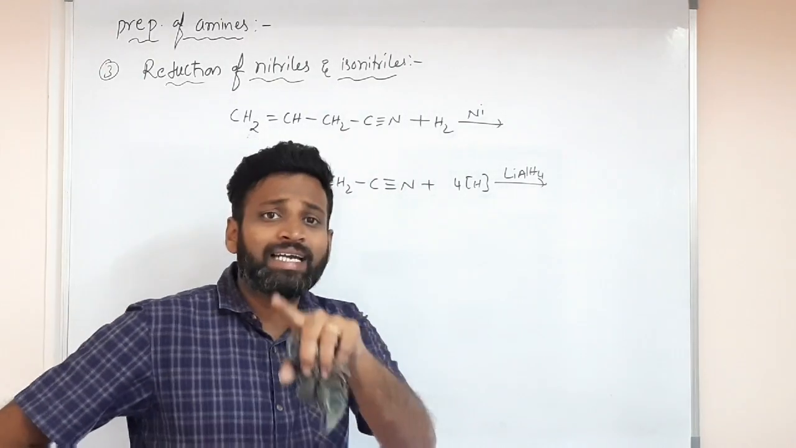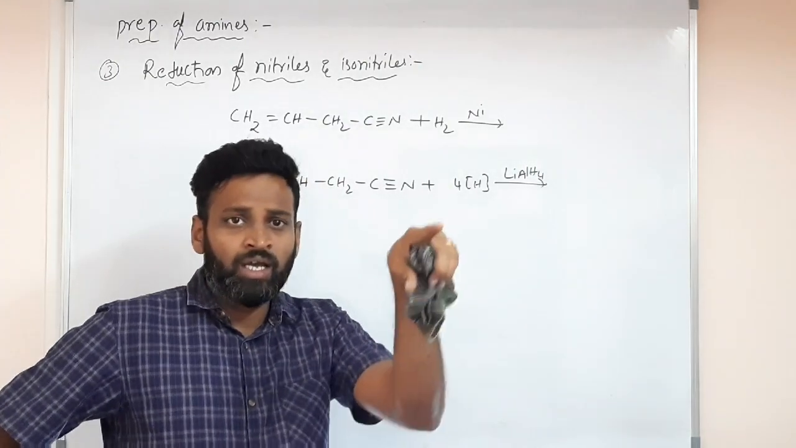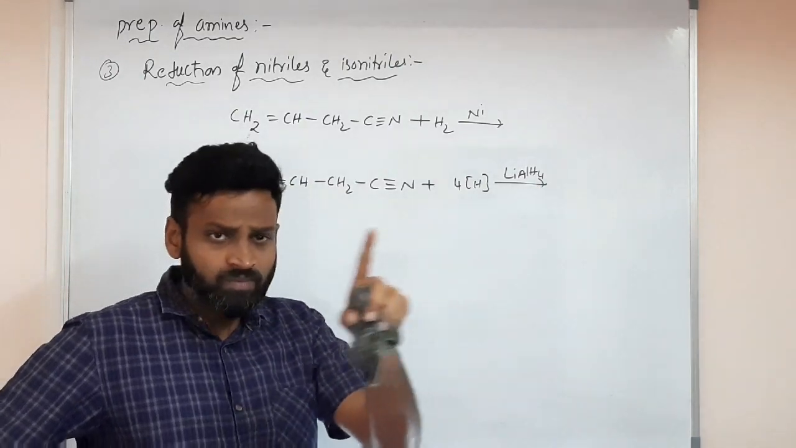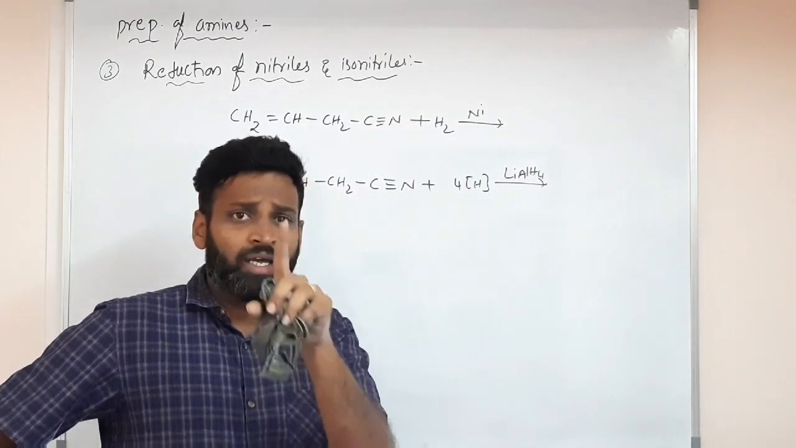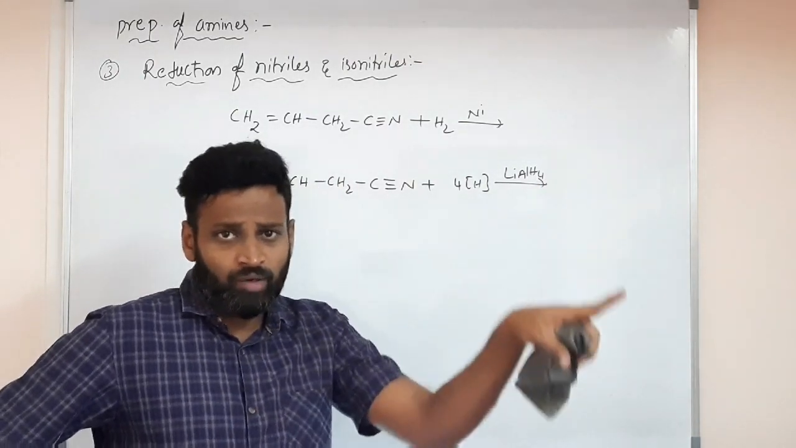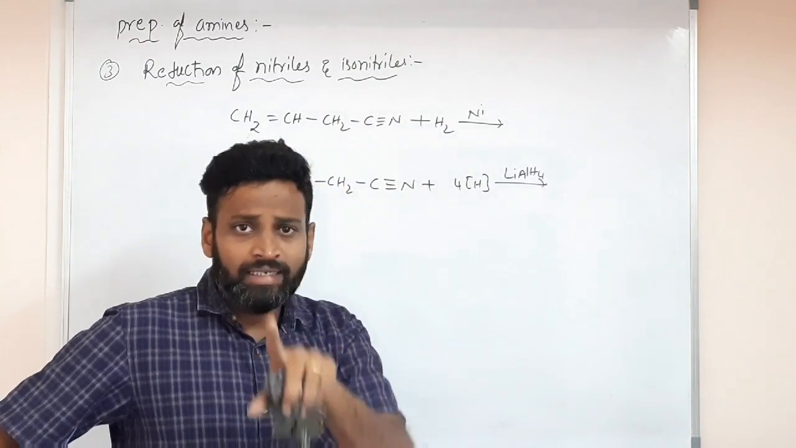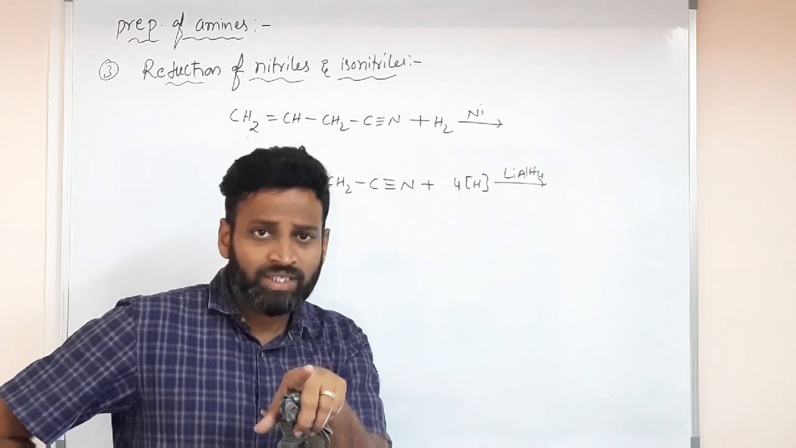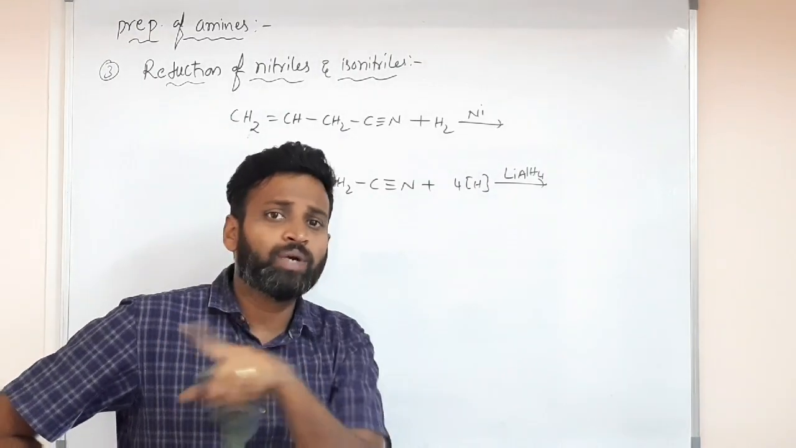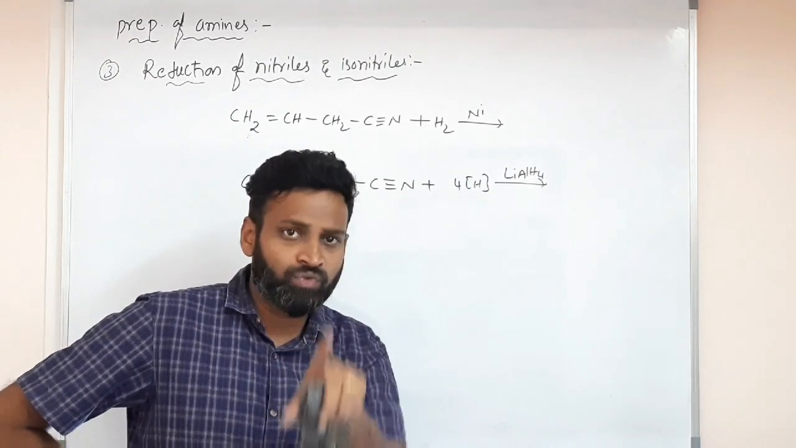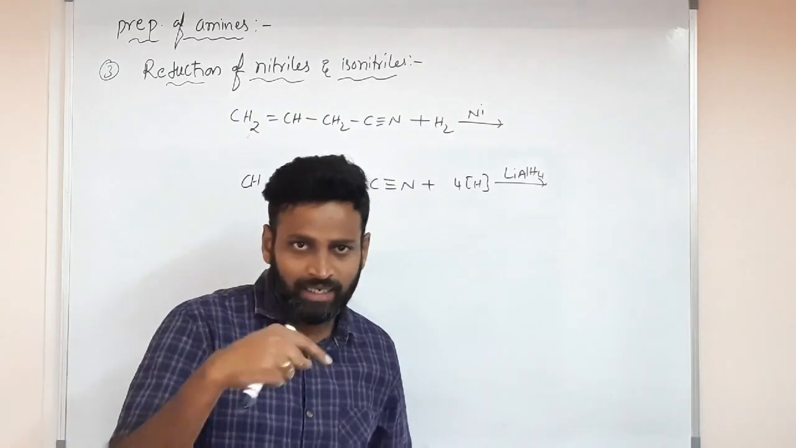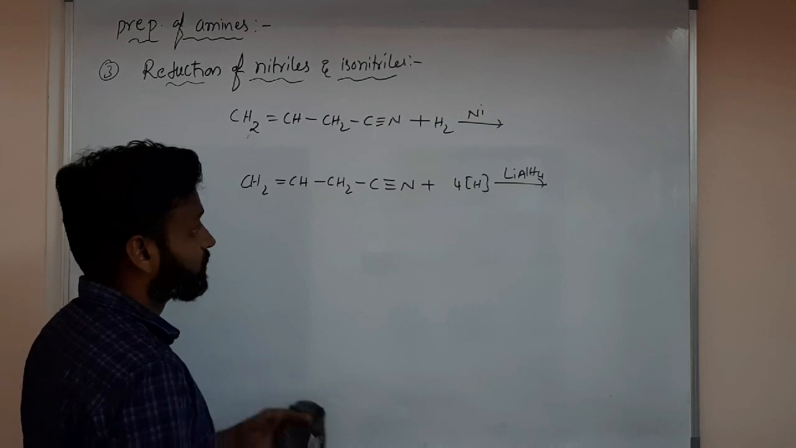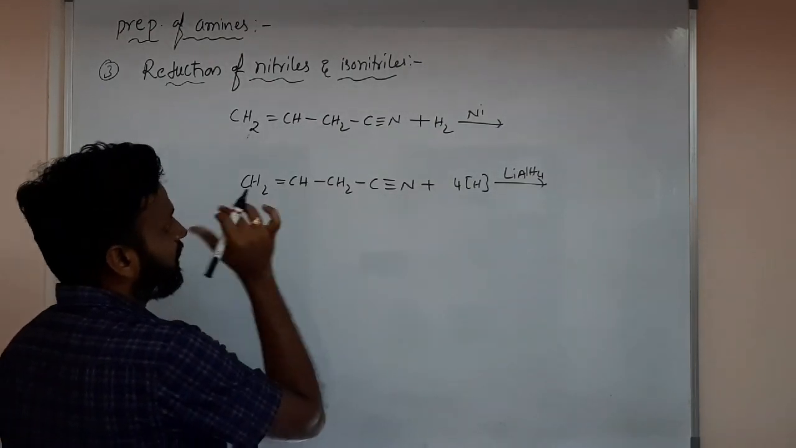Aldehydes and ketones on reduction are converted to alcohols. There I gave the reduction of aldehydes and ketones by H2 by nickel. What happened? And aldehydes and ketones on reduction by nickel by H2 and LiAlH4 and NaBH4, I gave the difference. Please recap those. They are very important. You must know. Here also I am recapping that.